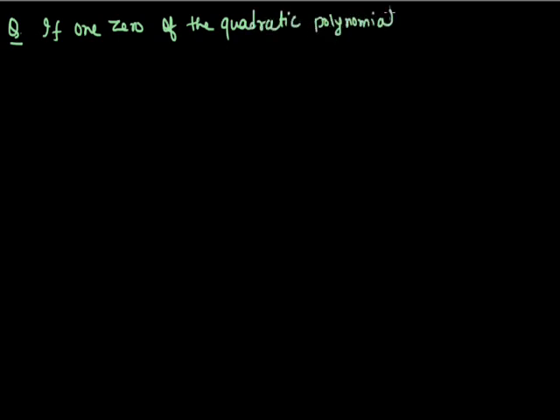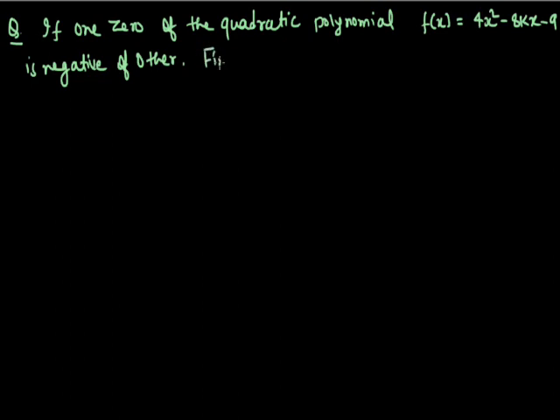Next problem. If one zero of the quadratic polynomial f(x) equal to 4x square minus 8kx minus 9 is negative of the other, find the value of k.